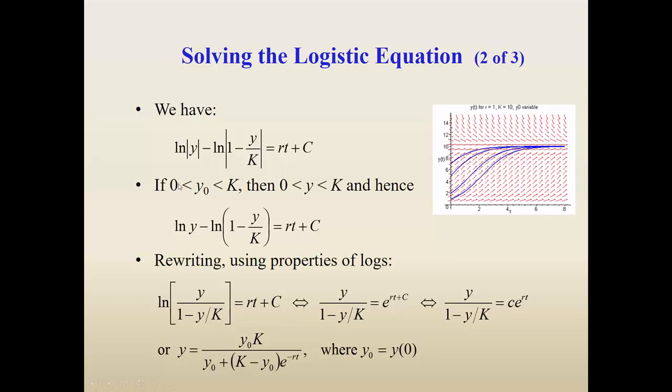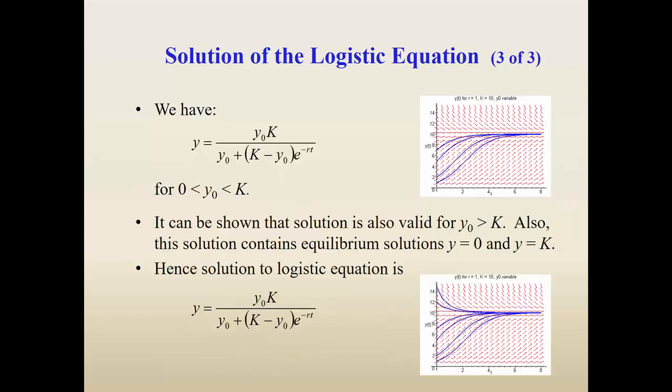If this is not true, if I'm choosing a y naught above k, there are just a couple of things you're going to need to modify. It will still work out the same, but you have to be really careful about what's going on here. Make sure you don't get any natural logs of negative numbers. It can be shown that the solution is also valid for y naught greater than k. You just have to make a couple of modifications.